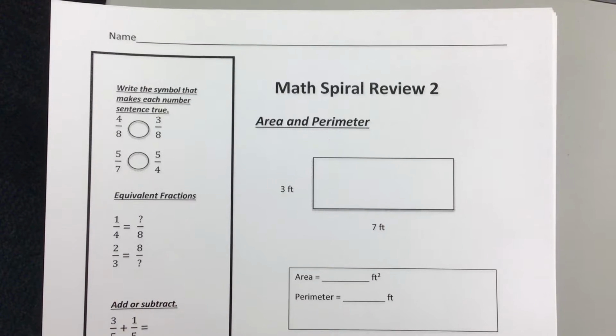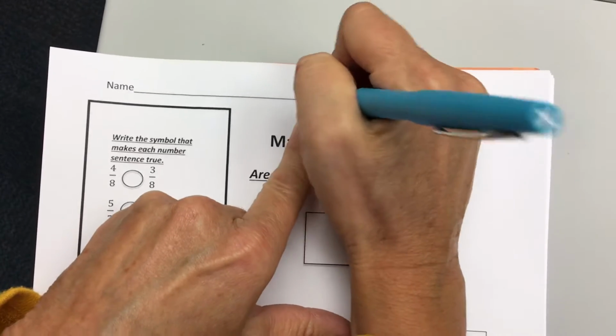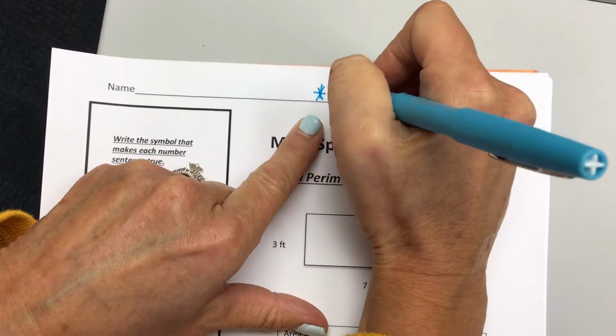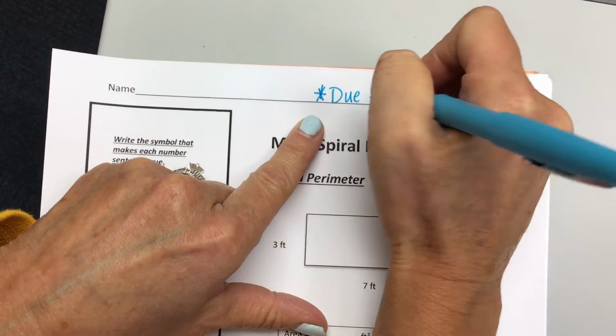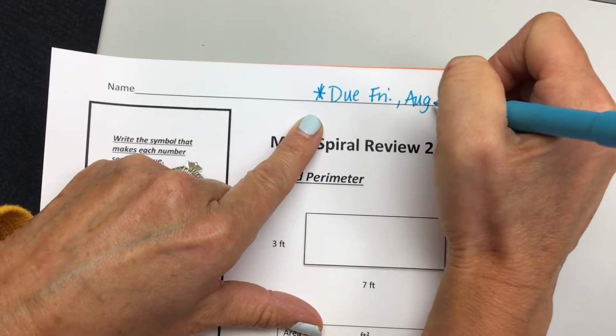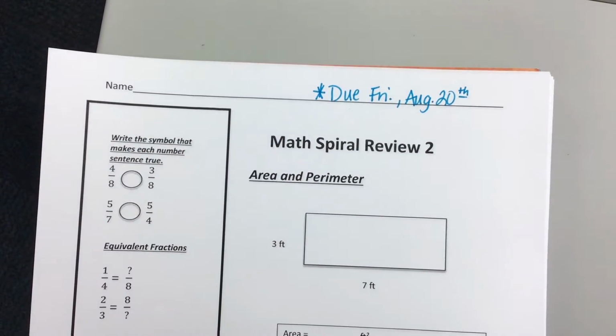So this is our spiral review 2. This actually will be homework for anything that you don't finish in class today or this week. At the top, I want you to write, this is called an asterisk, and it's due Friday, August 20th. That's this coming Friday is when this is due.